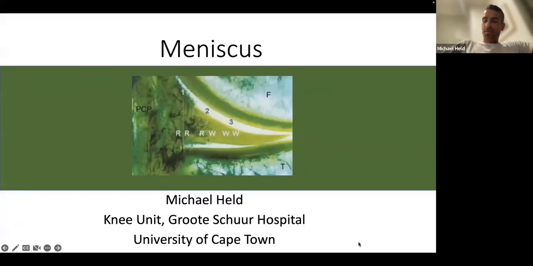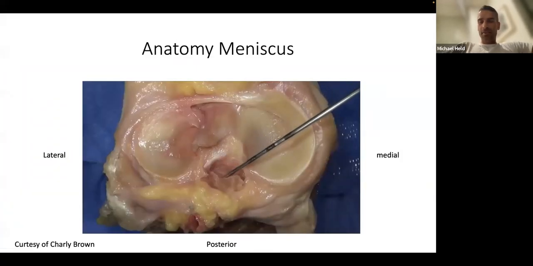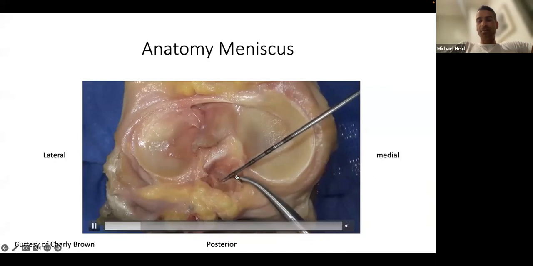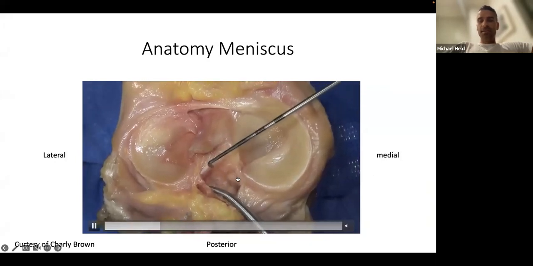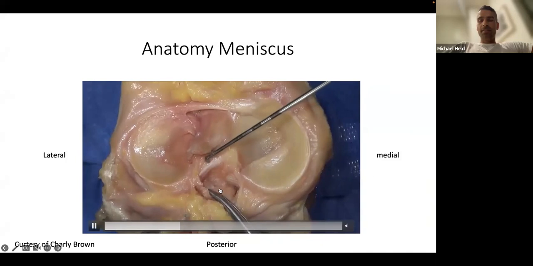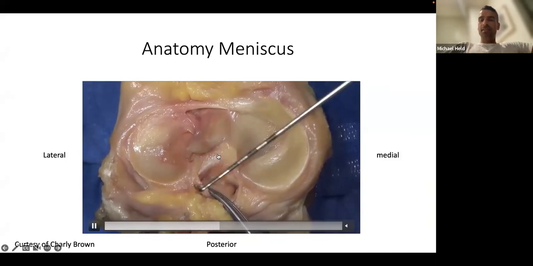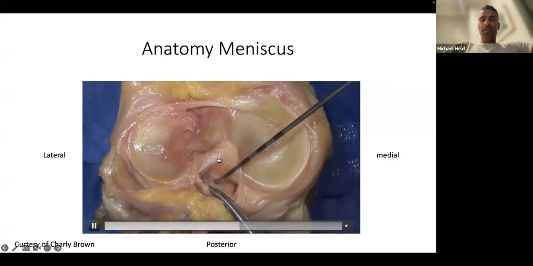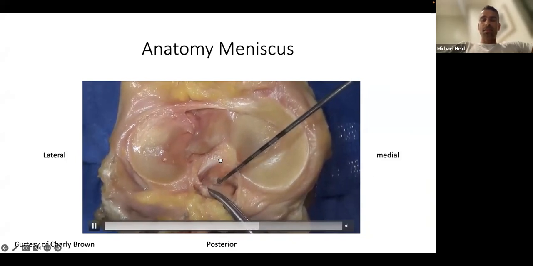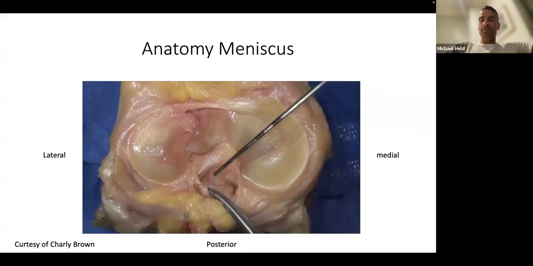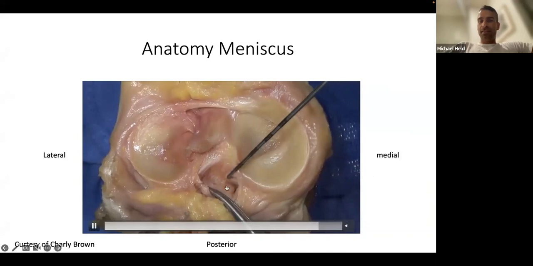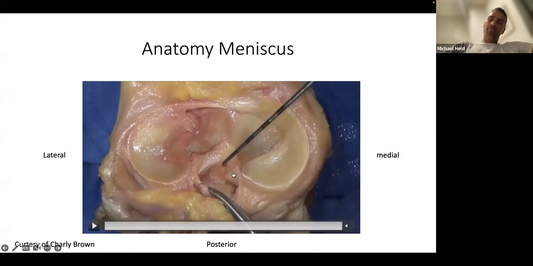So, I'm going to show you very quickly the anatomy of the meniscus. Just to remind us, this is the posterior horn of the two menisci, and the PCL is basically in the back, and about a centimeter anterior to the PCL is the posterior root of the lateral meniscus. So the sequence of attachment sites of the meniscus in the posterior part of the knee are the PCL, then the medial meniscus, and then the lateral meniscus.